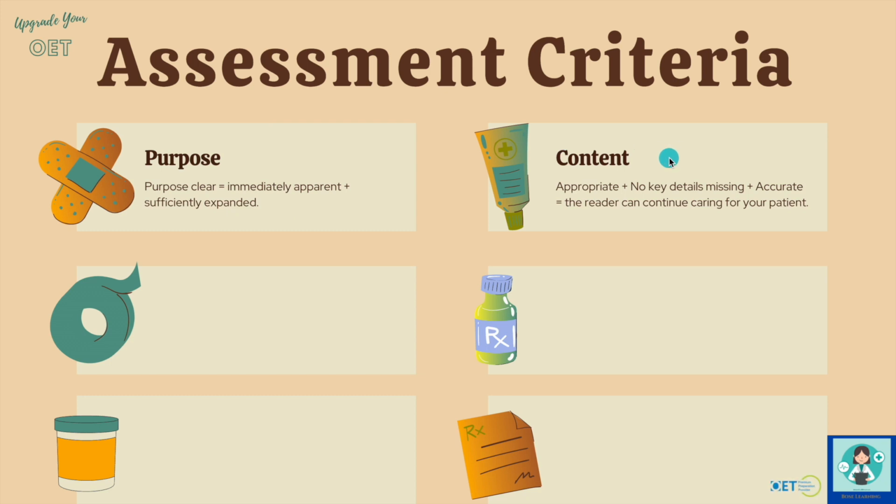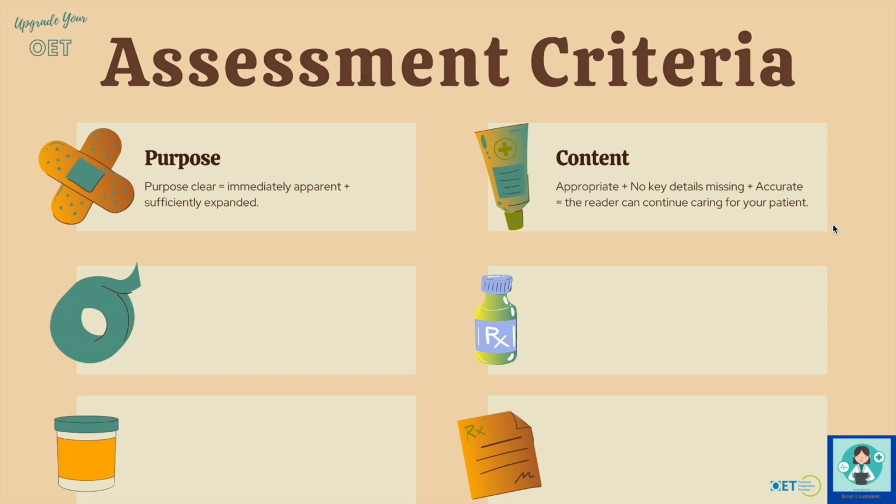Next comes content. Here you've got to make sure that it's appropriate to the reader, there's nothing essential missing, and it's accurate, so all the data you present is correct. Basically, what you want to be able to do is to ensure that the reader can continue caring for the patient after they've read your letter. Of course, they're going to have the case notes with them, the patient file, but basically, your letter is a cover letter. It summarises everything that they need to know to continue caring for your patient.